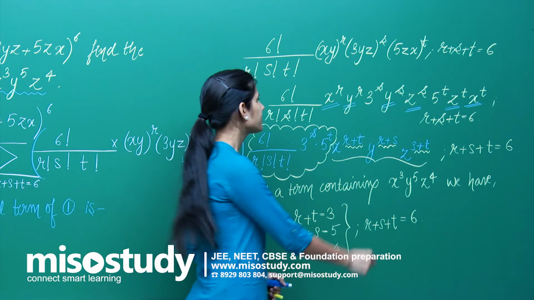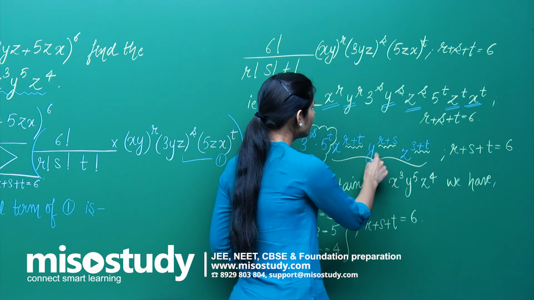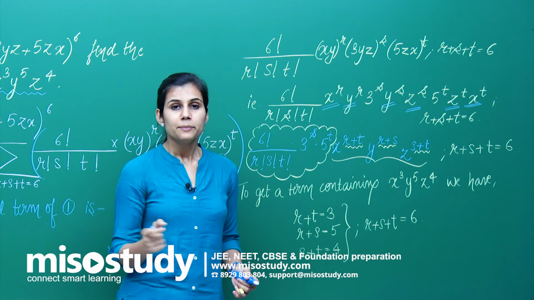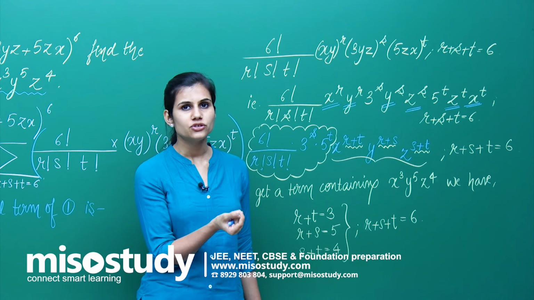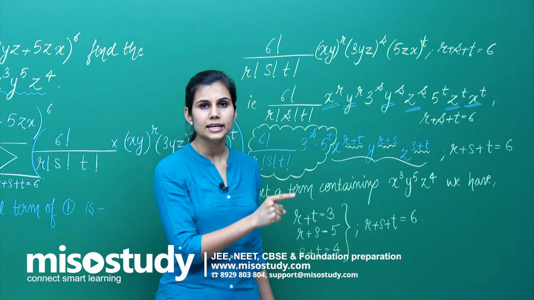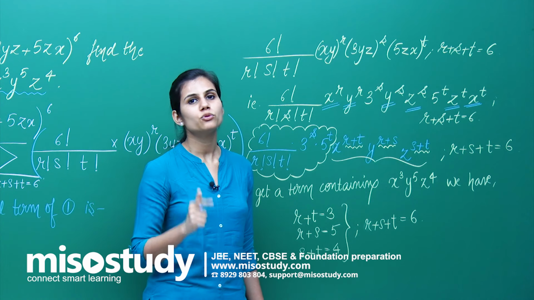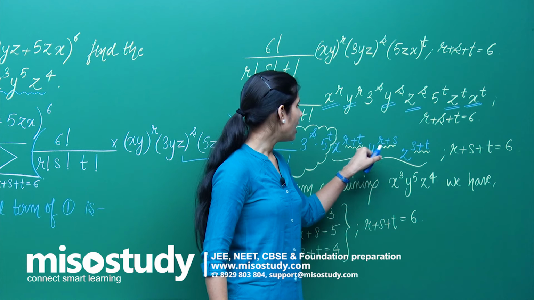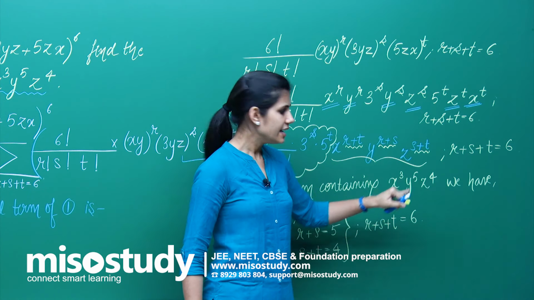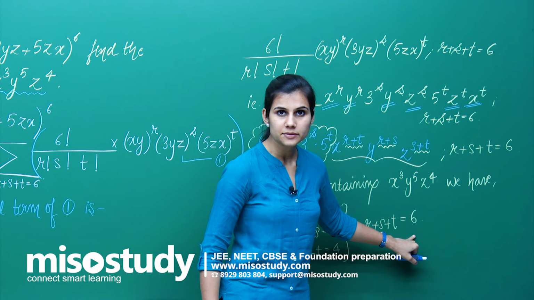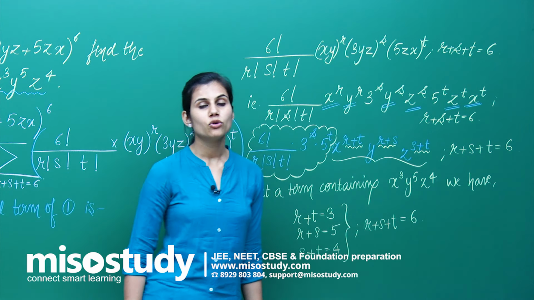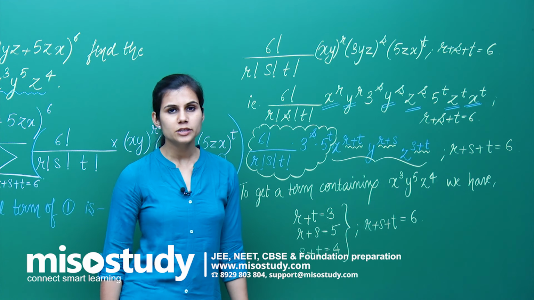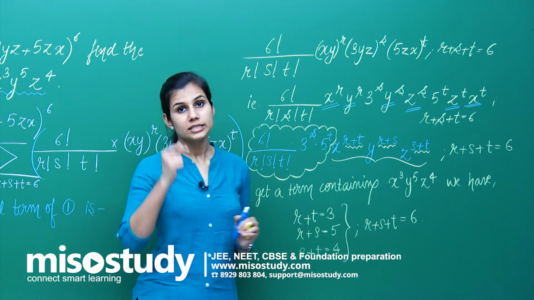In that case, this term itself, x cube y5 z4, can never occur in this multinomial expansion, because whichever terms occur in this multinomial expansion, the sum of the indices of x, y and z has to add up to give you 6. So whatever r, s, t you get, if that is not adding up to give you 6, you are going to say that this x cube y5 z4 term is not occurring in this multinomial expansion, and hence the coefficient is 0.